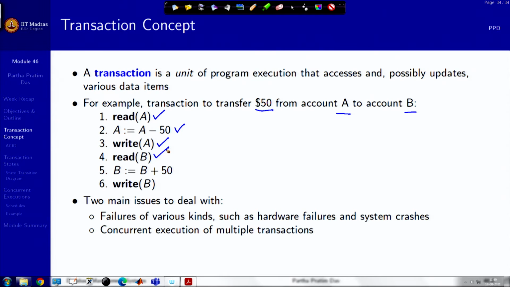Then you read B, and we will have to credit that amount to B. So, you take B, add 50, and that is the new value of B, you write it back. With this, what will happen? Account A has been debited by $50, account B has been credited by $50, and the transaction has taken place. So, this is the basic idea of the transaction.